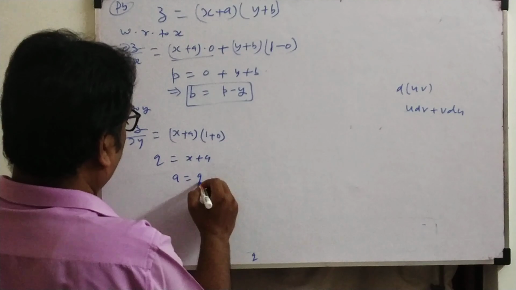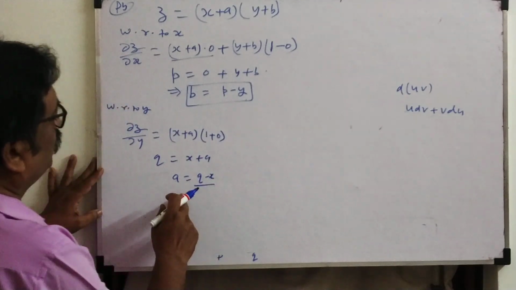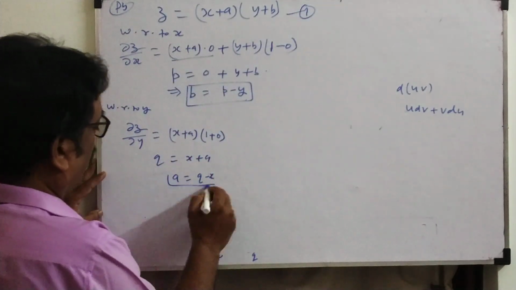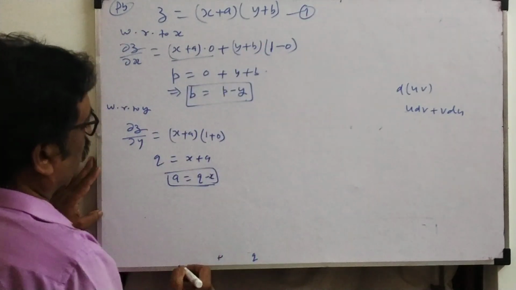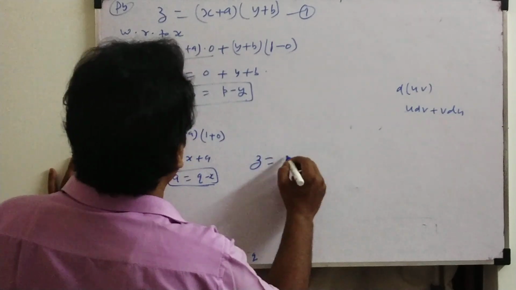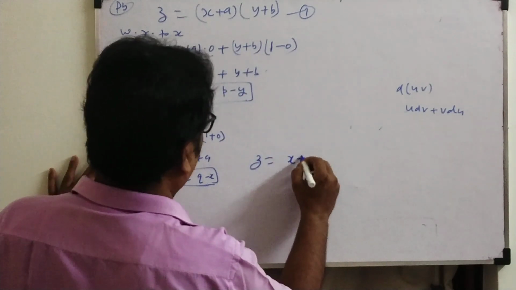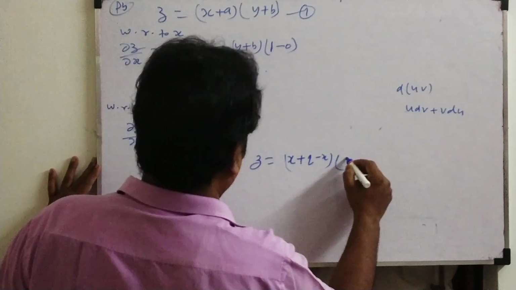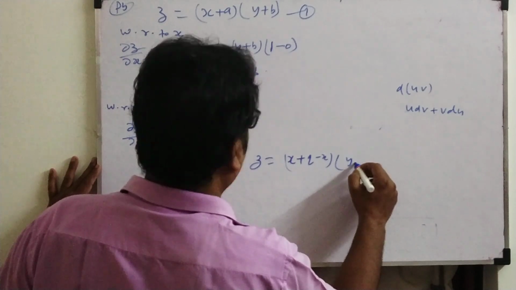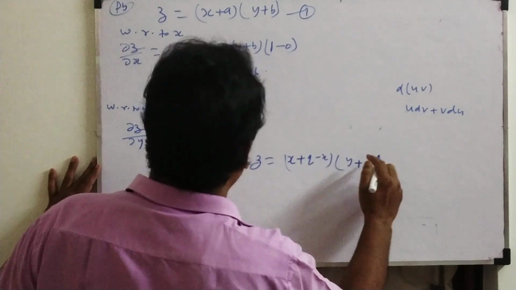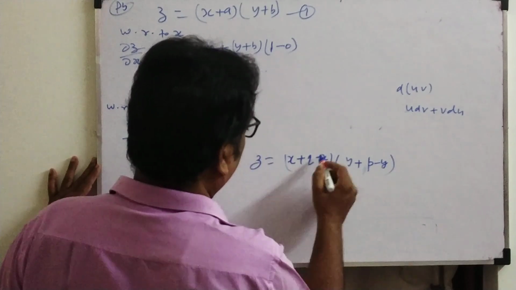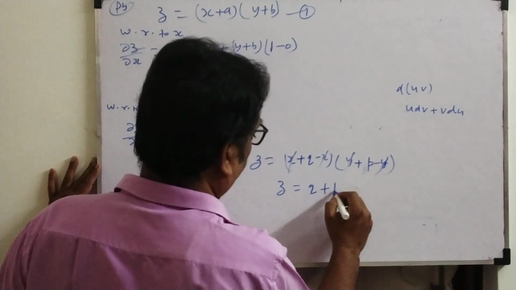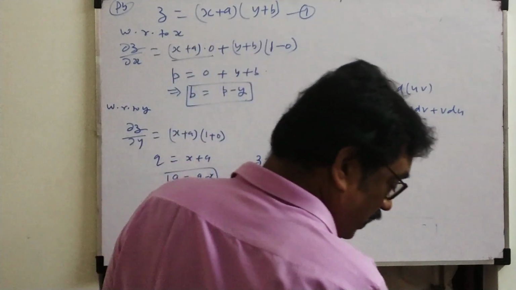Now q is equal to x plus a. So a is equal to q minus x. Now substitute a and b in equation 1. So what will we get? Z is equal to x plus a, that is q minus x, into y plus b, that is p minus y. Solve this, x gets cancelled, y gets cancelled, z is equal to q plus p, or p plus q.